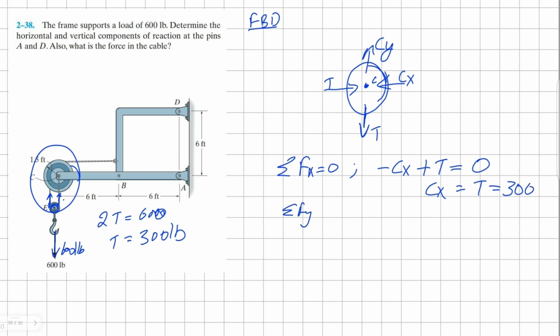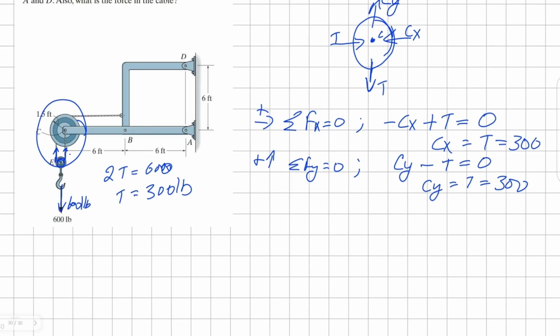Similarly, we can sum the forces in y direction. Cy is positive, tension is negative, so this is equal to 0. Therefore, our Cy is equal to our tension, and tension is 300 pounds. Now we can look at a broader member, AC. Let's draw the free body diagram of AC.